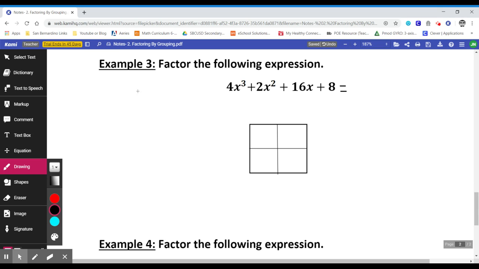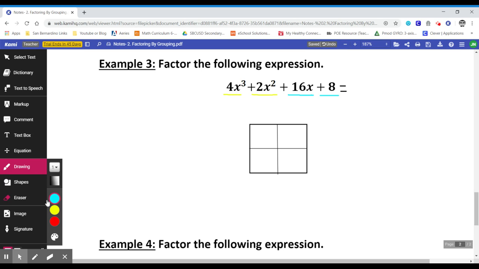Okay, example number 3. Factor the following expression. So let's go back and check to make sure that these are grouped together. So I'm going to go ahead and check these two. Can you take something out of those two? And the answer is yes. They both look like they share a 2 and an x, so that's good. Can we take something out of those two? The answer is yes. They both look like they share the number 8.